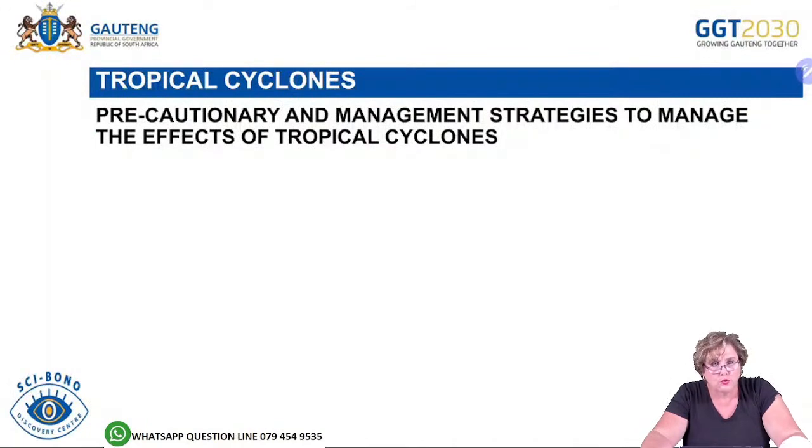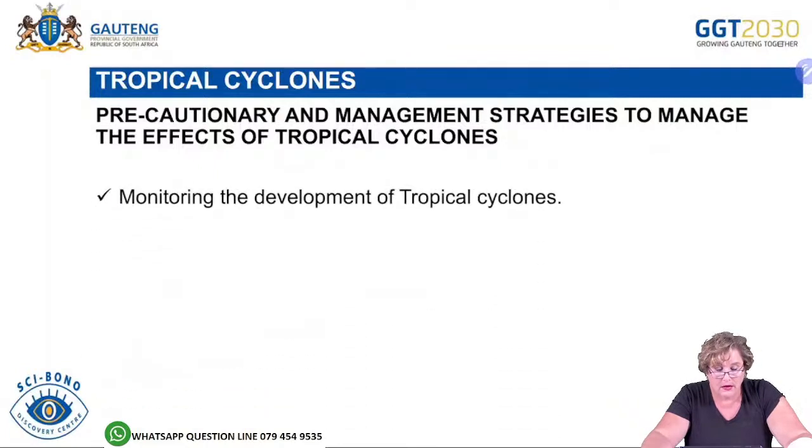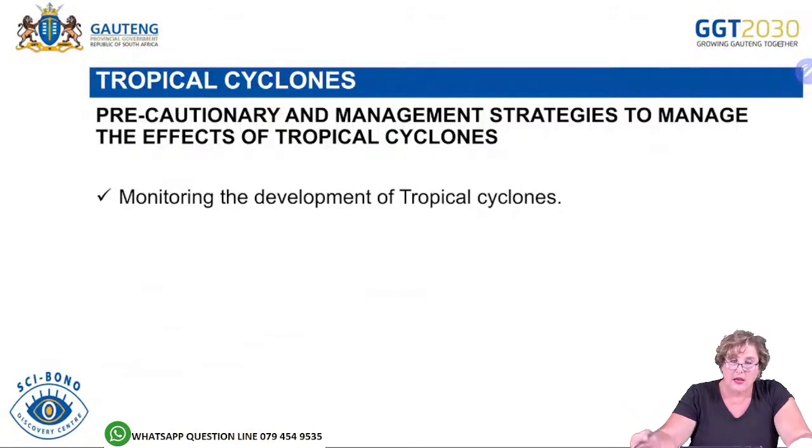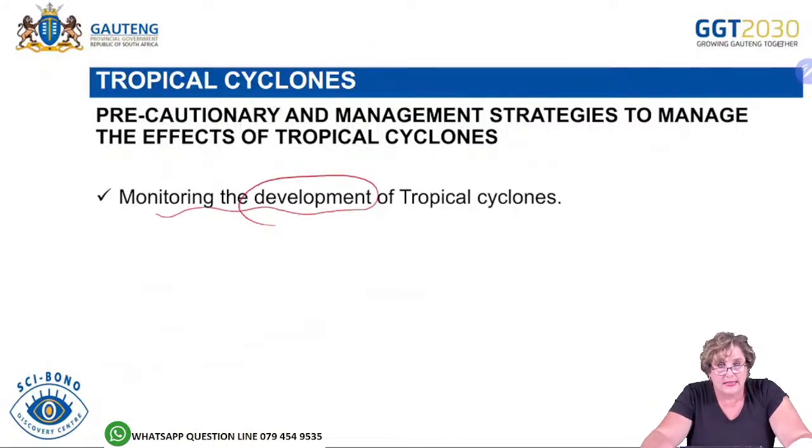Now what can you do? If the weather forecasters are warning people to say there's a tropical cyclone on its way, what precautionary and management strategies can we apply to reduce the effect of a tropical cyclone? In today's day and age, due to satellite images, they can monitor the development of a tropical cyclone. They can see where it is, what path it follows, and they can have more or less an idea which areas it will approach.